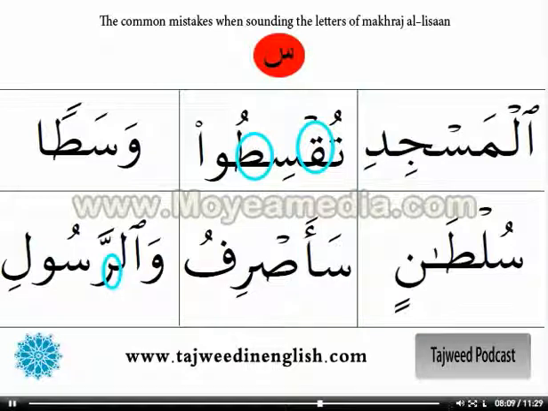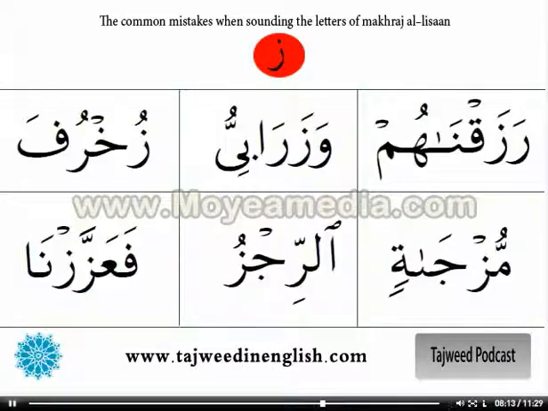Let's see other examples of common mistakes in the letter. Same in this example as well, as we have spoken, the zayn is coming close to the letter qaf, which is mufakham, and the letter ra, which is mufakham. So you would say, you don't say raza, za, razaqnahum, wazarabiyyu mabthutha. So the letter zay is close to the ra.